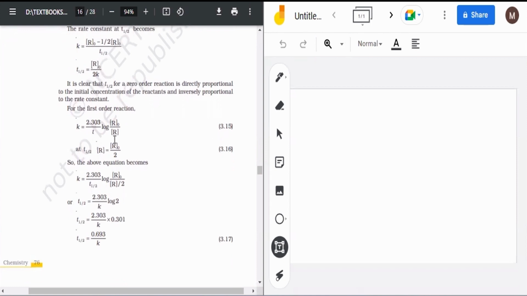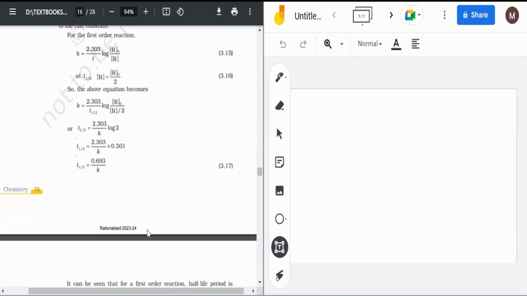We can derive this too. In the rate law of first order, in R0 by R, put R0 by 2 in place of R. What you will get is 2.303 by k, and multiplying 2.303 by log 2 you will get ln 2. So ln 2 by k is the required t half for first order reactions, and the value of ln 2 is 0.693, so you can keep it as it is. So t half will come to be 0.693 divided by k for first order reactions.